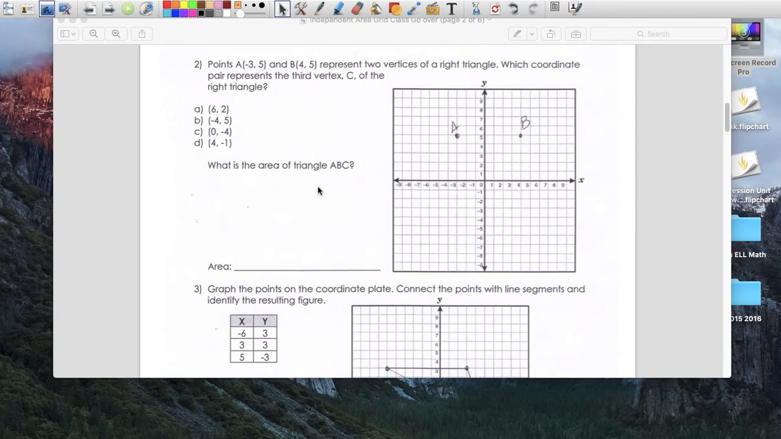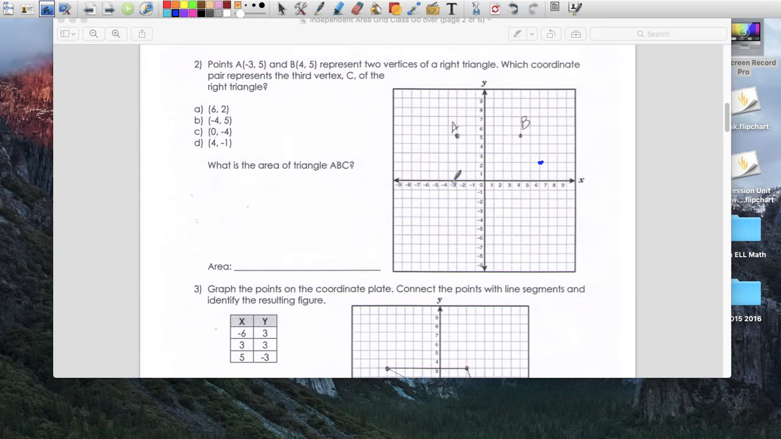Let's move on. Points A and B represent two vertices of a right triangle. Which coordinate represents the third vertex C of the right triangle? So you want to make a right triangle. Let's go to the points. 6, 2 will be here. If you join all these three, would that make a right triangle? No, so that's not it.